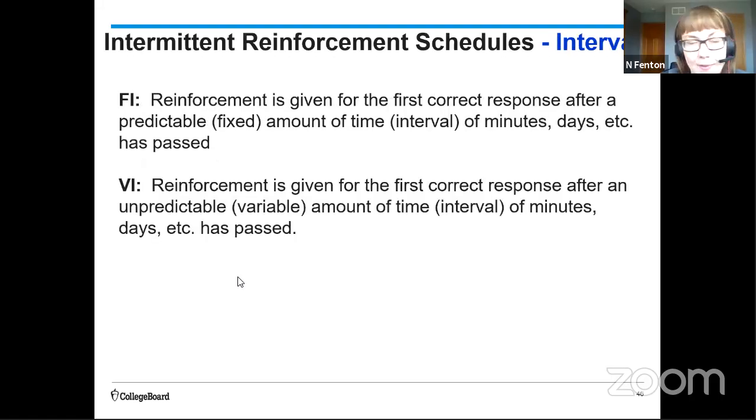With the interval schedules, you have time has to pass. With a fixed interval, it's the correct response after a set or predictable amount of time. And that time is in terms of minutes or days. So a salaried employee that receives a check, that's the reinforcement, every week, like every Friday, or every 2 weeks.